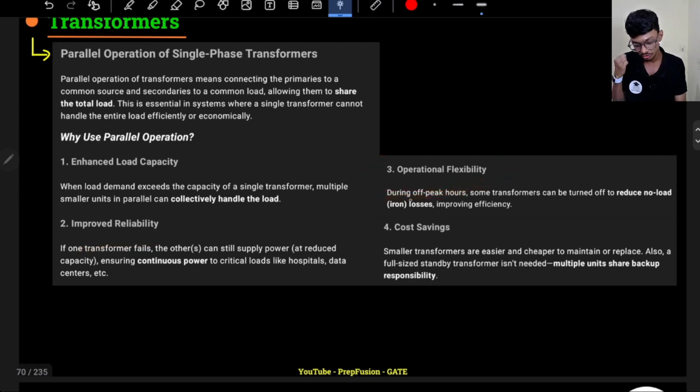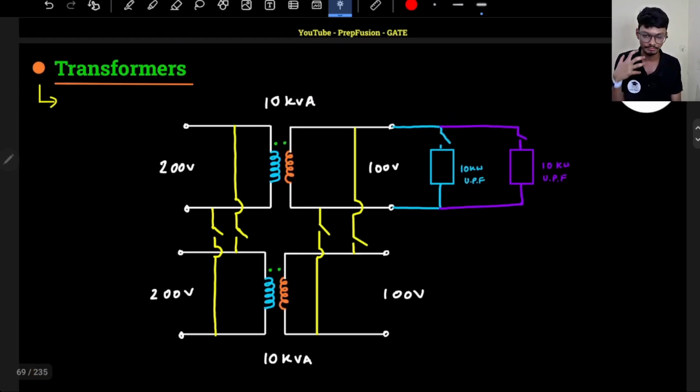Operational flexibility. During off peak hours, some transformers can be turned off to reduce no load iron loss. So maybe during low peak hours, if only 10 kVA is being asked for, what you can do is turn this transformer off.